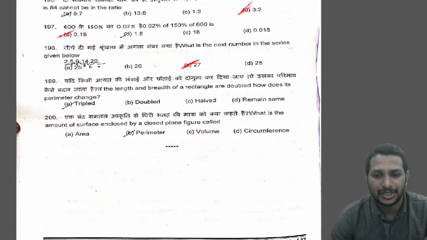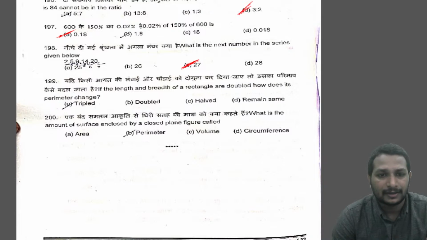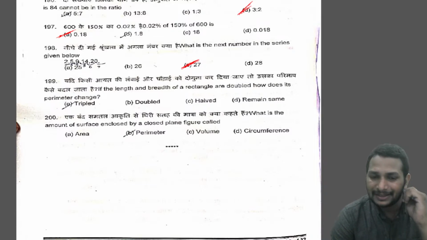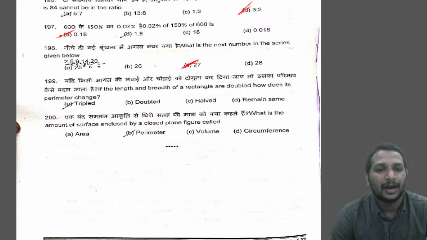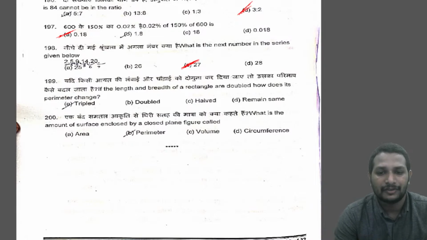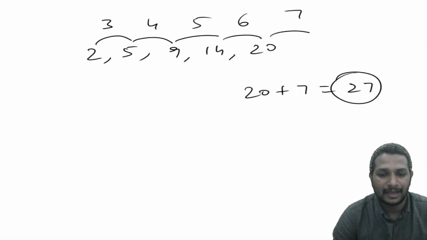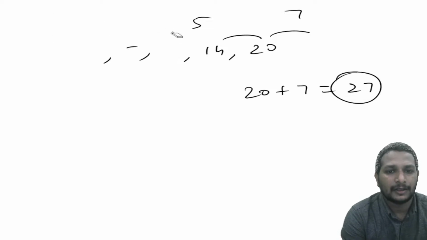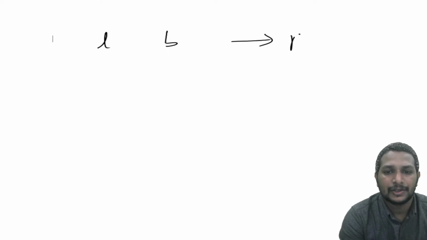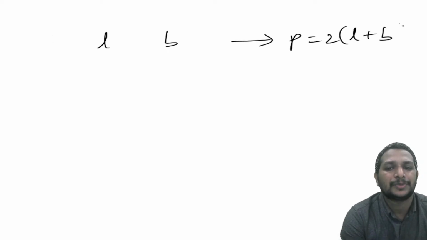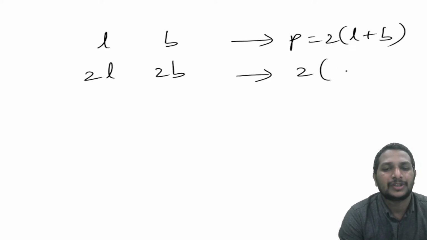Let's see question number 199. If the length and breadth of a rectangle are doubled, how does its perimeter change? In this question, the length and breadth are given clearly. Initially, the length and breadth are L and B, and the perimeter equals 2 into (L plus B). But what if the length and breadth double? Then the perimeter becomes 2 times the new values.